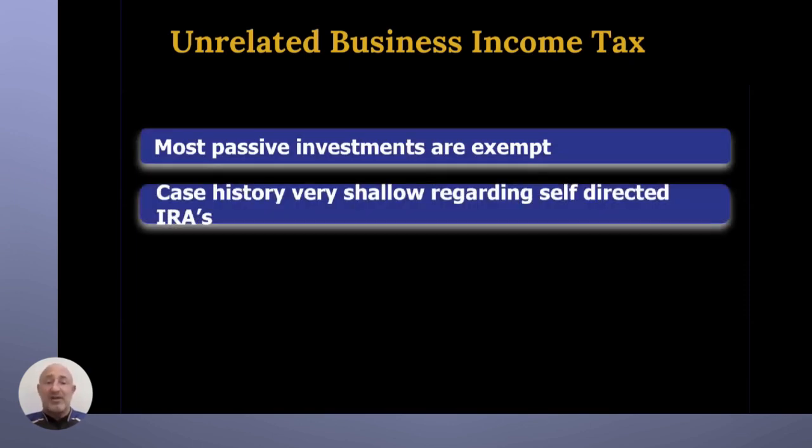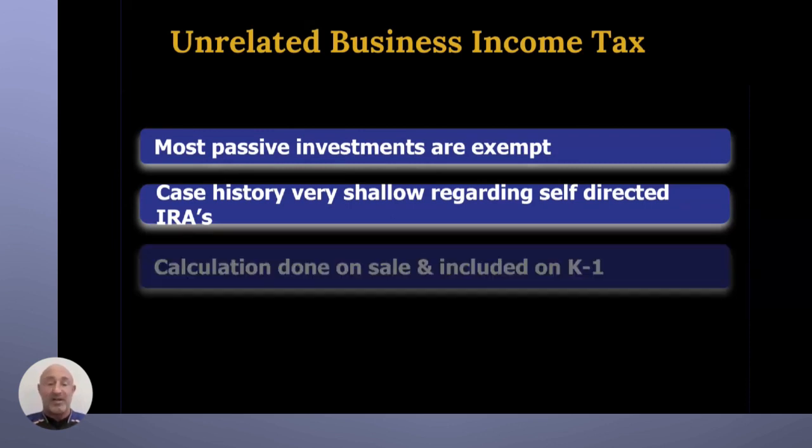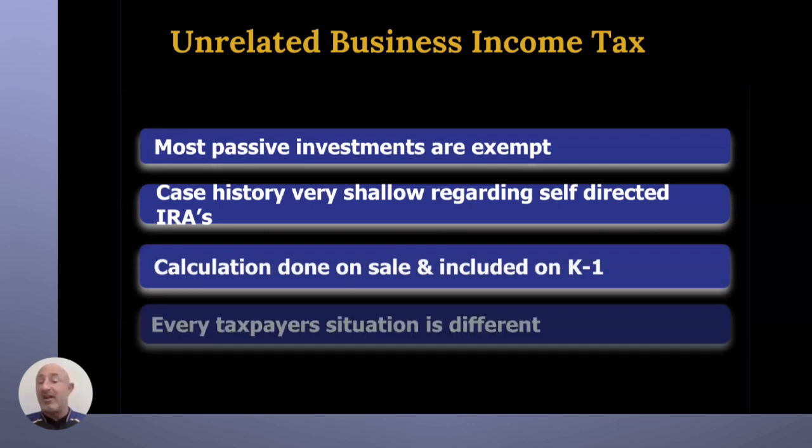Most passive investments are exempt, and the case history is very shallow as it relates to self-directed IRAs and unrelated business income tax. Calculations are done on sale, and they'd be included in the K-1 to your self-directed IRA custodian. And every taxpayer situation is different. So you need to consult with your CPA and have them evaluate, and then they can tell you what you may wind up having to pay or not pay. It depends. There are deductions that you also can get that will help to offset some of those things. So you need to consult with your CPA on that.